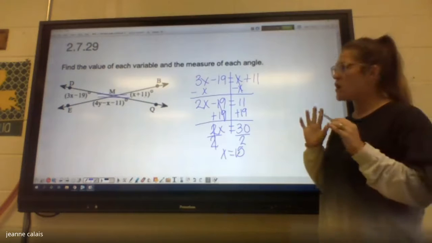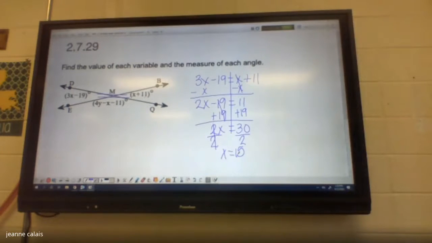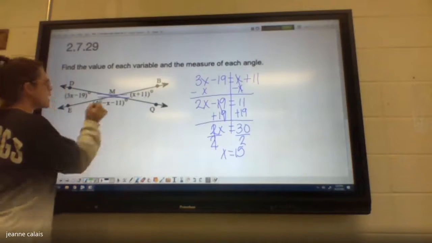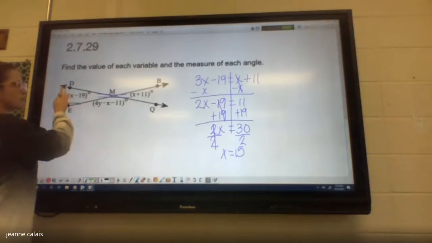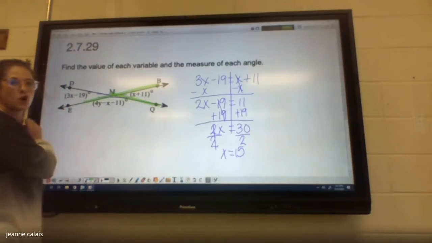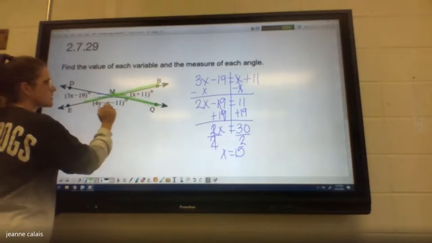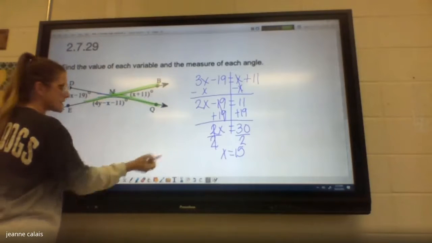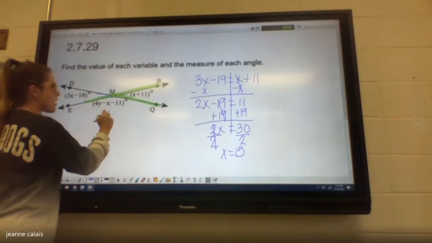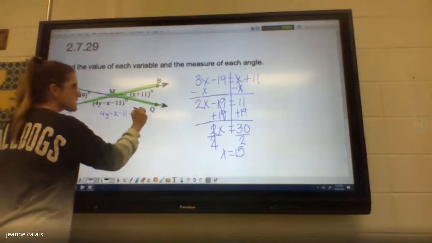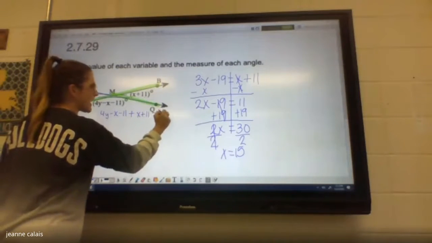All right, so here's how I look at it. I like to try and make things simple, okay? I don't like to mess with complicated expressions. So this being that you have a 3 and a 19, I'm not going to fool with that. I like to fool with the least amount of numbers as possible. So if I look at it, I highlighted my two angles that form the straight angle right here. And so what I'm going to do is I'm going to set this up. So I have 4y minus x minus 11 plus x plus 11 equals 180.